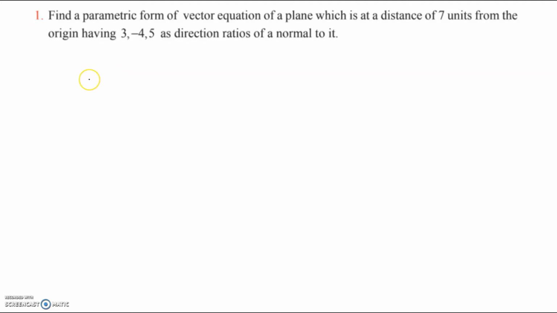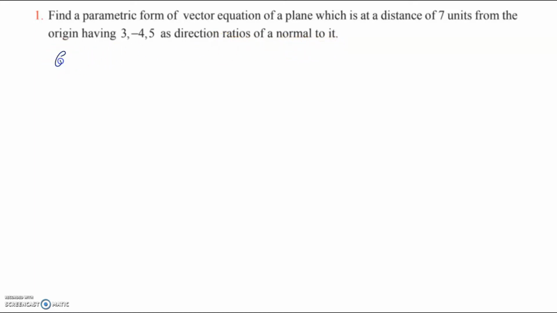In this video, we will do problems from exercise 6.6. Question number 1. Find a parametric form of a vector equation of a plane which is at a distance of 7 units from the origin and 3, minus 4 and 5 as direction ratios of a normal to it.